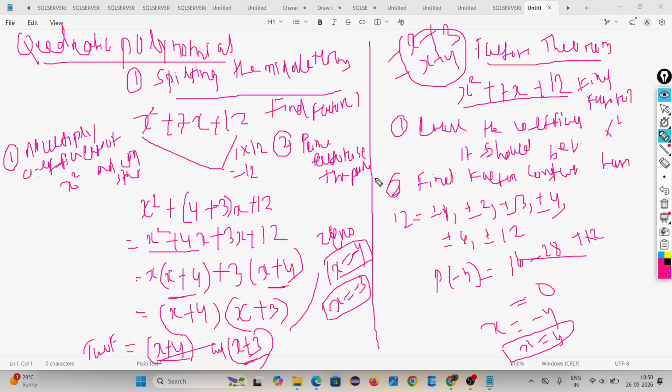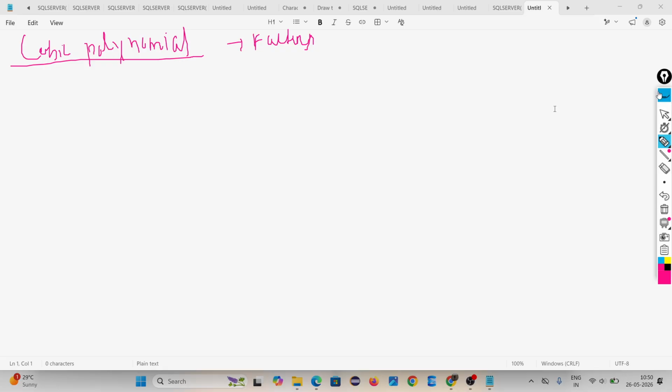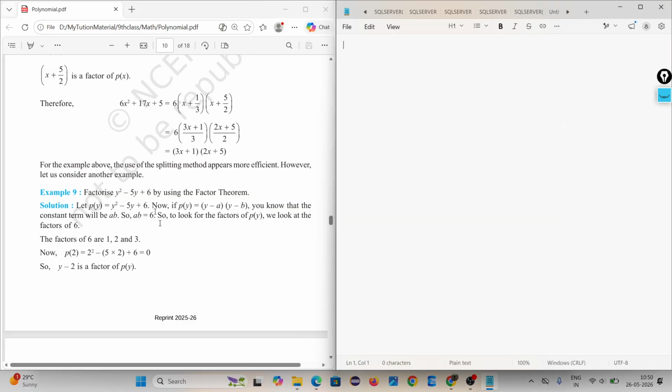That means now you understand how to find factors by using splitting the middle term of a quadratic polynomial, or by using factor theorem. Okay. Then come to cubic. How to find factors for a cubic polynomial. For cubic polynomial, look, the example number 9 we have already completed.